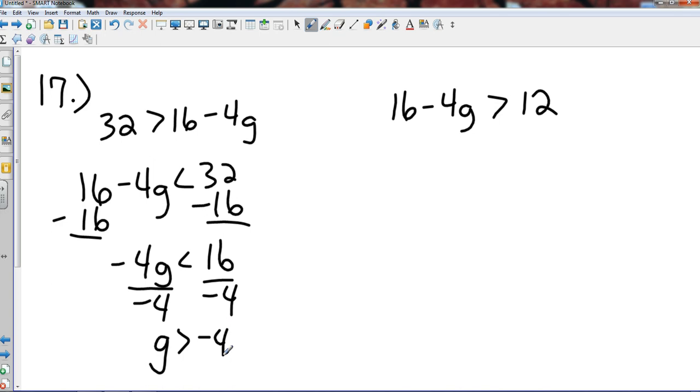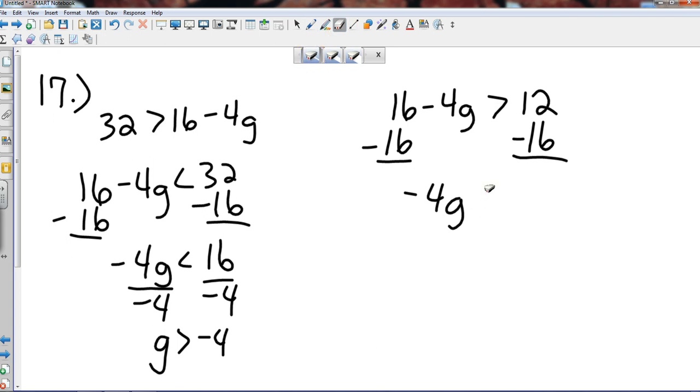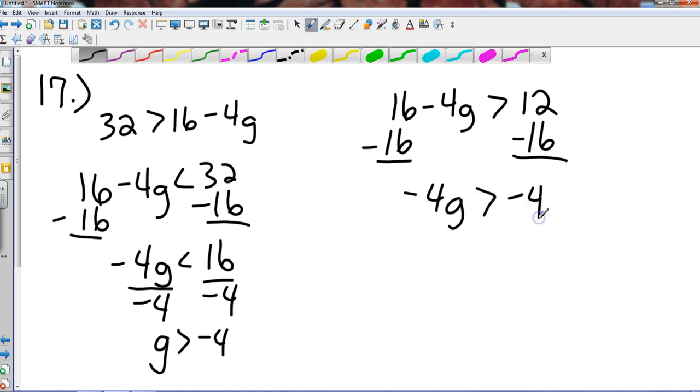Same thing with the other one, subtract 16. So now I have negative 4G is, I don't switch it yet, I got to step ahead, is greater than negative 4. Divide both sides by negative 4. Switch the sign. And G is less than 1. Now, this is an AND. Is it possible to have a number that's greater than negative 4 and less than 1? Yes. So both of those answers are valid.